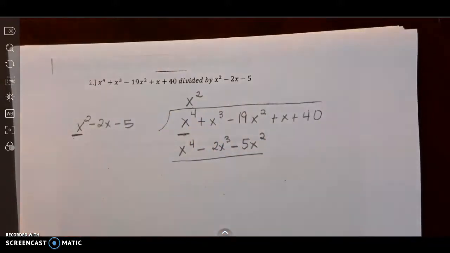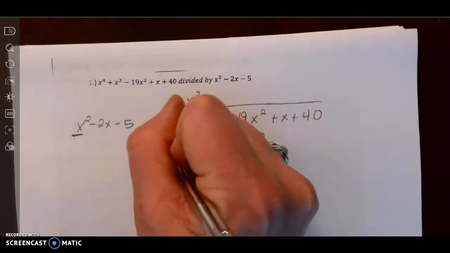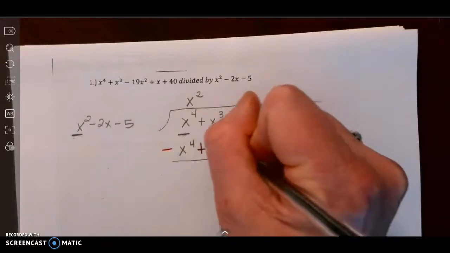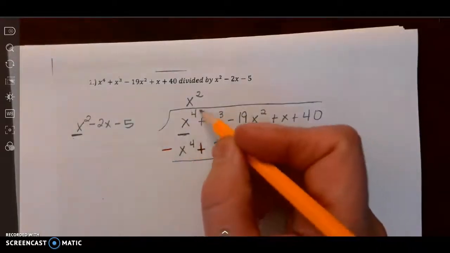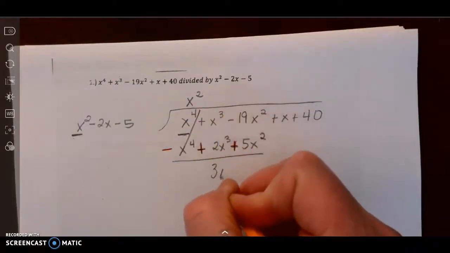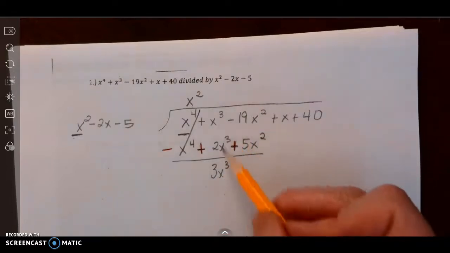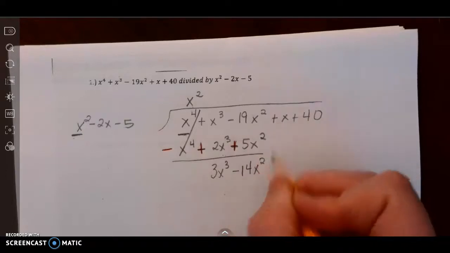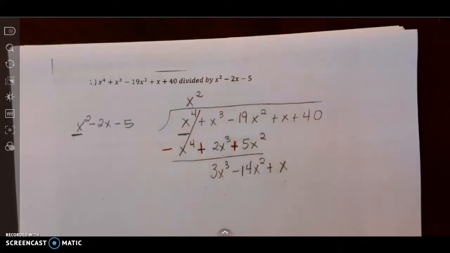Now I go to subtract, which means I change my signs. Minus, plus, plus. I get 3x cubed, because now that I change my signs, I can simply add, minus 14x squared, carry down the x. And now I repeat my steps.